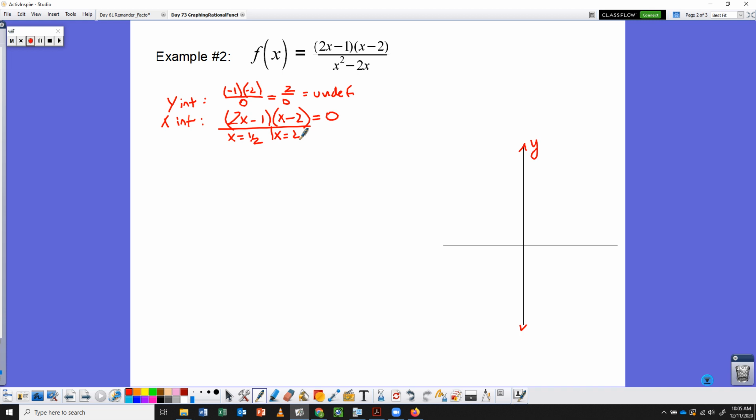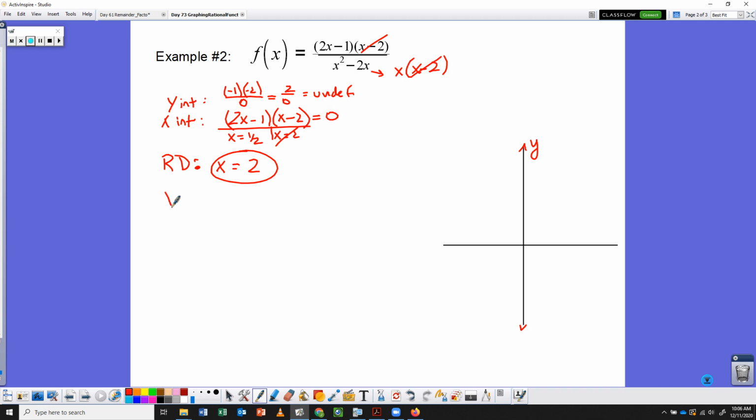And the next thing we're going to do is look for removable discontinuities. Again, with removable discontinuities, you better factor that denominator and see if there's any reducing that happens. There is. So my removable discontinuity is that x equals 2. So it's not really going to be an x-intercept. It's just going to be a hole in the graph.